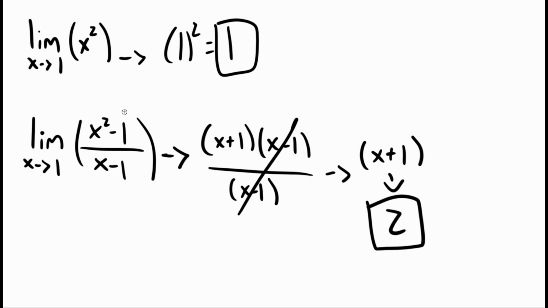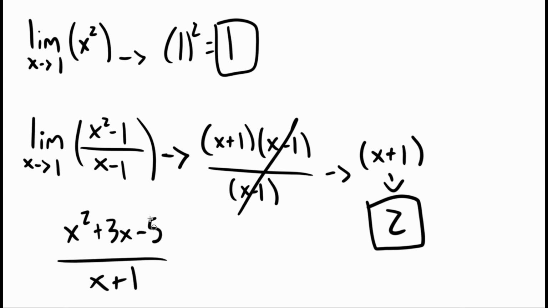So we're going to see a lot of limit problems looking like this. They're going to be fractions containing numerators that could be looked at as functions, and denominators that could also be looked at as possible separate functions. For example, it might look something like x squared plus 3x minus 5 over x plus 1. It could look something like this.